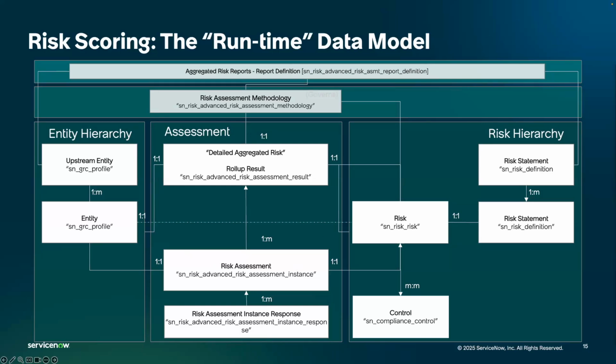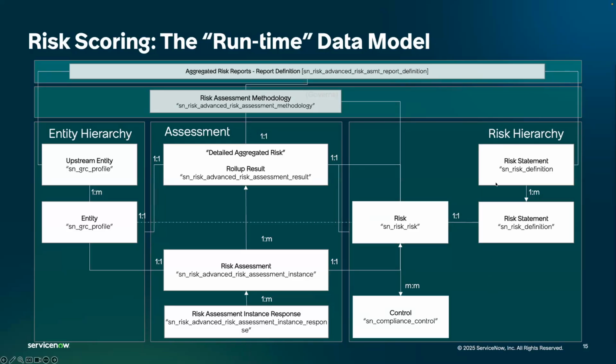On the left-hand side, the entity hierarchy. The entity connects to its upstream entity in a one-to-many relationship. One parent entity has many children entities. This is your organizational hierarchy. Application, for example, rolls up to the department, department rolls up to division, and so on.